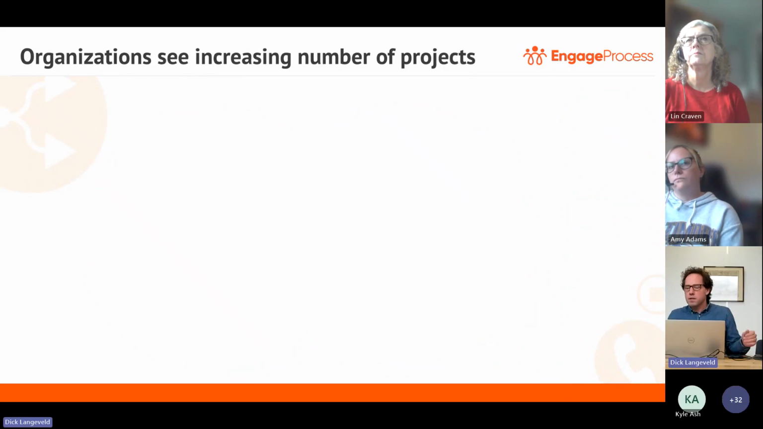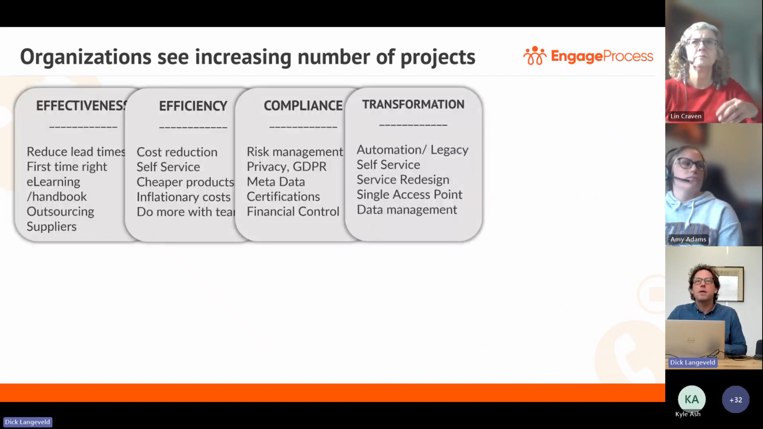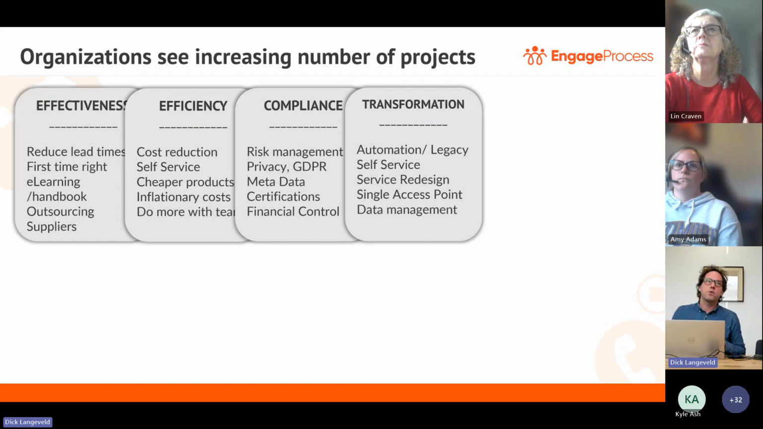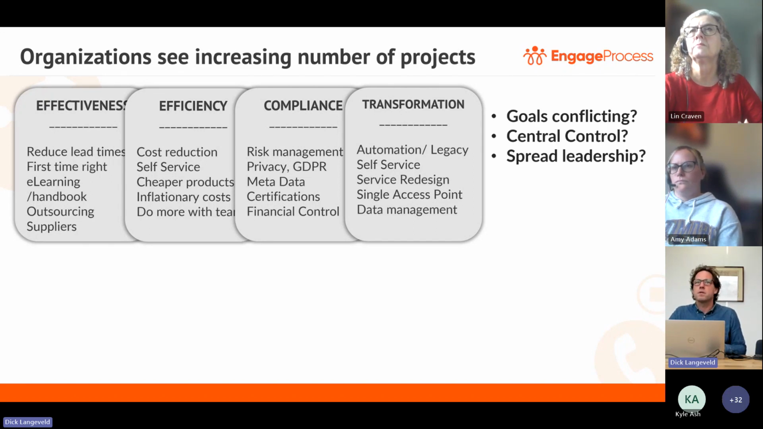What we see happen, and that's always been the case, is that organizations have a lot of objectives they work towards, and the way they do that is typically through a lot of different projects: projects towards efficiency, towards transformation, towards effectiveness. It's a common theme in a lot of organizations that these projects have conflicting goals. Leadership is spread out, and there are all these different budgets floating about. The thing they have in common, though, is they all have an impact on how the work in your organization is carried out, how services are delivered within your organization.